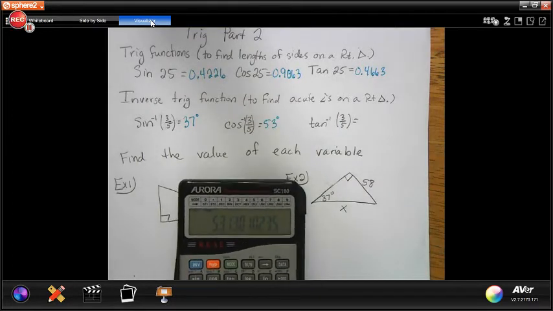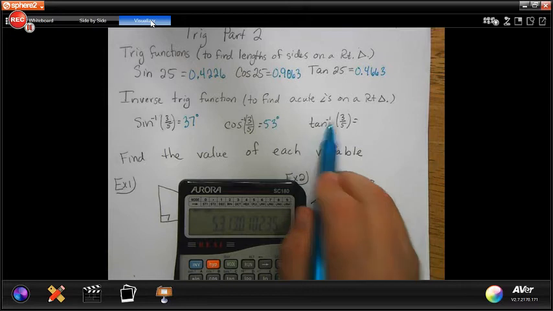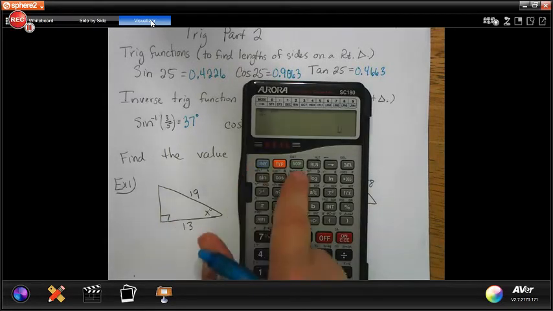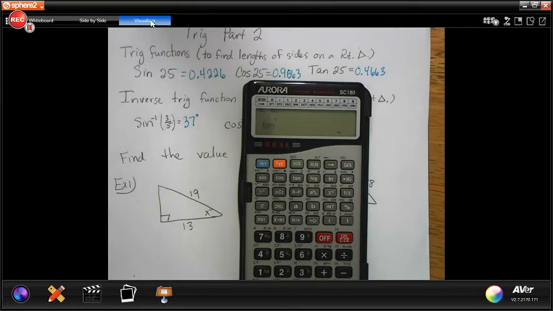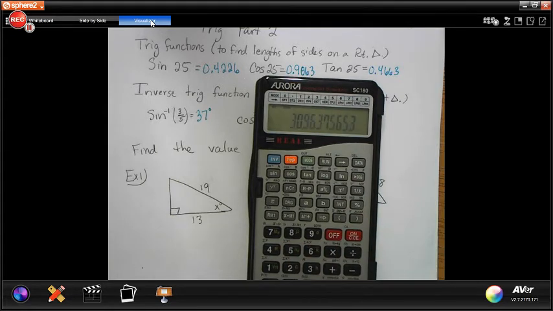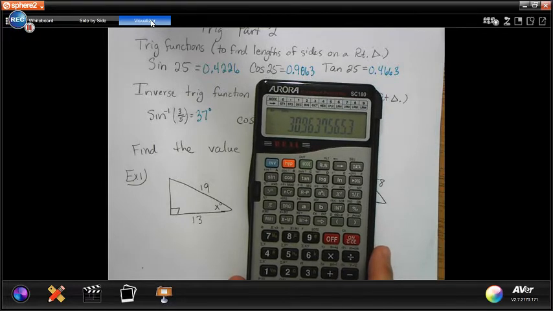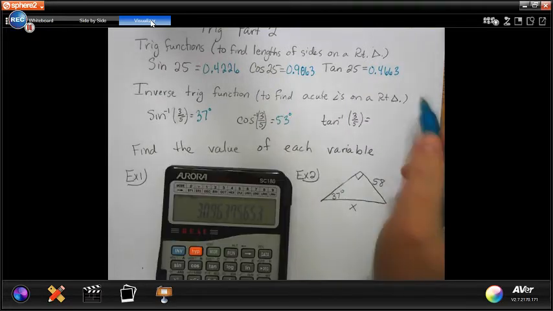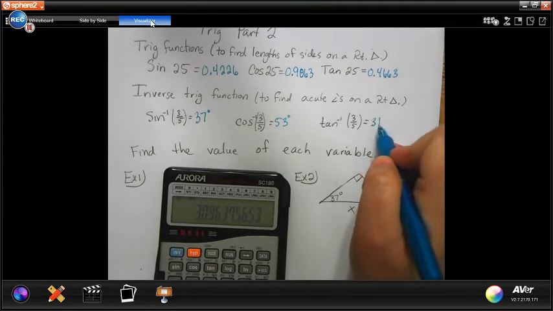Okay. Tangents, inverse tangents, same fraction. Okay, so shift tangent gives me my inverse tangent. My fraction goes in parentheses, 3 divided by 5. Press equals, and I get 30.9. That's really close to 31, so I would say 31 degrees.